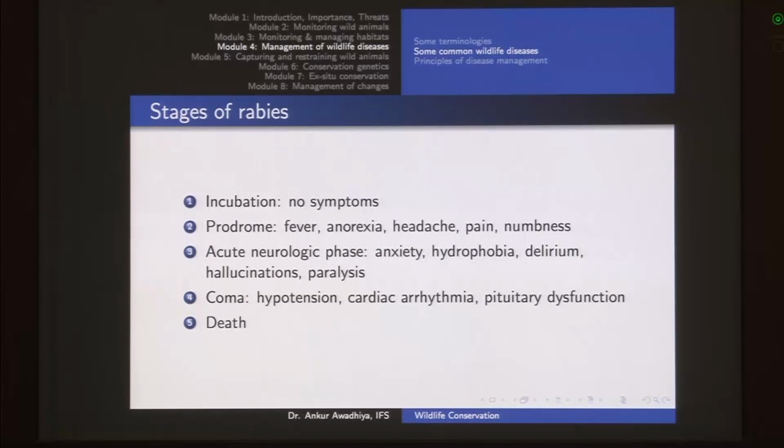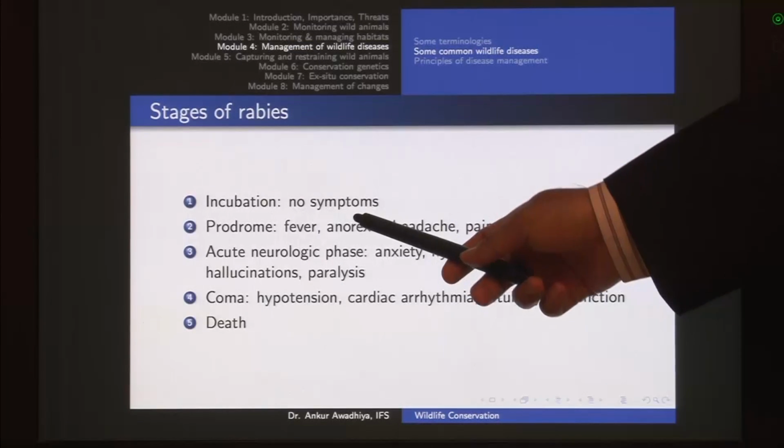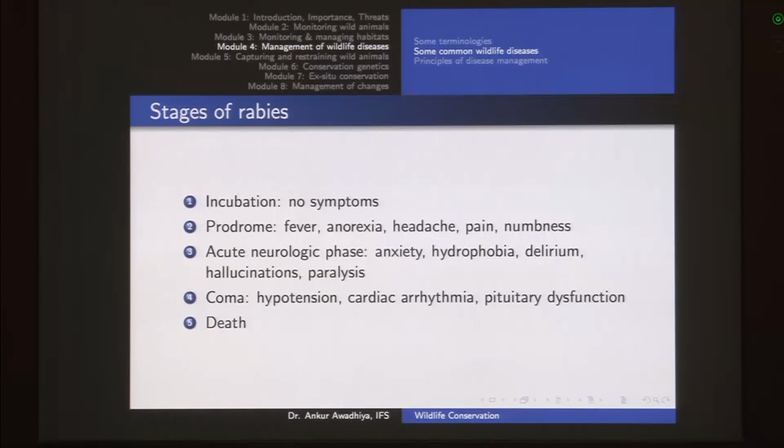Next we had a look at rabies. This is a viral disease and there are 5 stages. One is incubation, where the animal does not show any symptoms. Next is prodrome, where you get all the symptoms of flu. In this case you get fever, you lose the appetite, the animal gets headache, pain and numbness. Then you have a neurological phase, in which the animal shows anxiety, hydrophobia, so it is not able to drink anything, it is not able to swallow anything, delirium, in which the animal becomes confused, hallucinations and paralysis. And in this stage the animal might even come out and bite other animals. Then you have the stage of coma, in which the animal gets cardiac arrhythmia, pituitary dysfunction and hypotension, followed by the death of the animal.